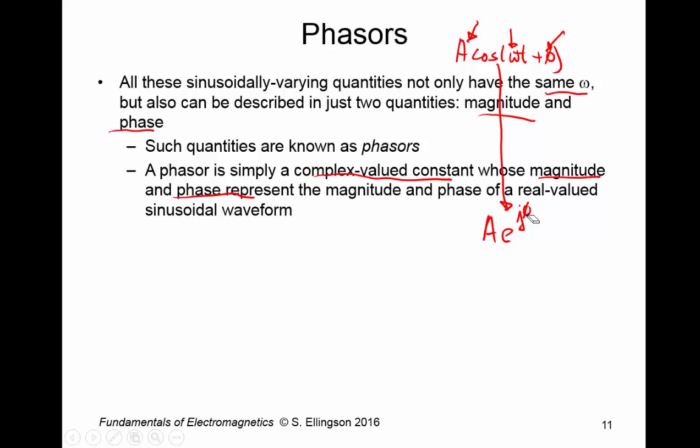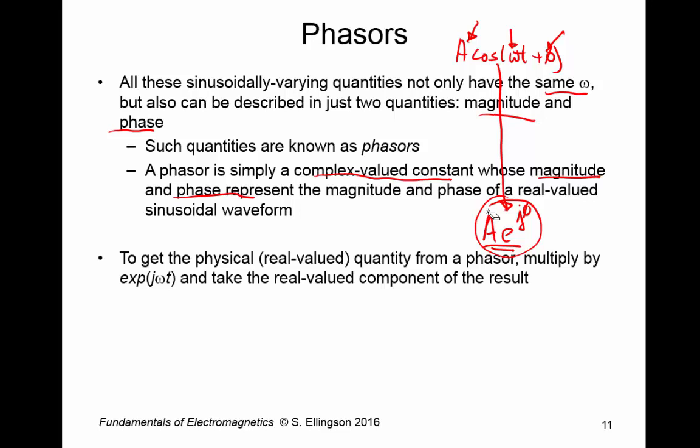All right, same magnitude, same phase, but now I can represent a waveform, something which is varying with respect to time, as a constant in the frequency domain. This is a very powerful idea. To get the physical, that is the real valued quantity from the phasor, you just multiply it by e to the j omega t, and take the real valued component of the result.